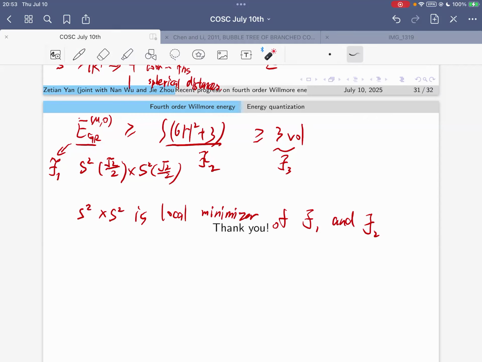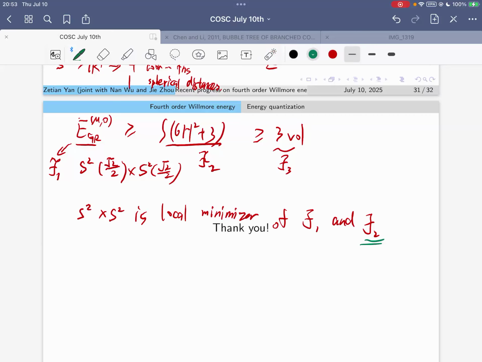So you can find that this is totally different from the 2-dimensional case, because in the 2-dimensional case, this functional is the analog of conformal area, so the Clifford torus is exactly a saddle point. However, in 4 dimensions, it's no longer a saddle. It's a local minimizer, but it's not a global minimizer.